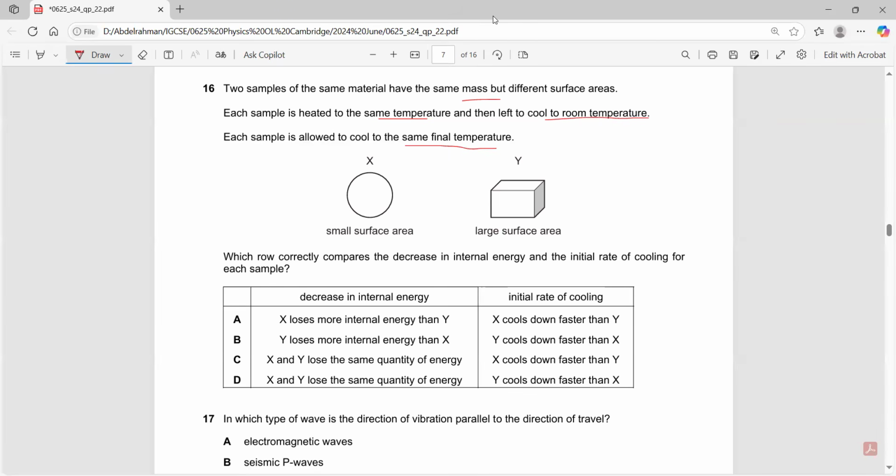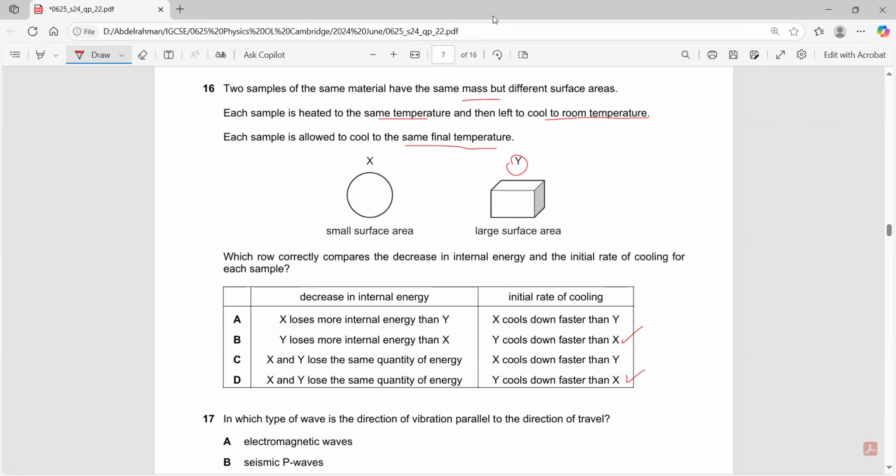If we talk about the initial cooling rate of each sample, the larger surface area would have a larger initial cooling rate, right? So we're talking about Y. Y would have a higher initial cooling rate. Y cools down faster than X initially, right? I'm talking about initially. Y cools down faster than X, correct.